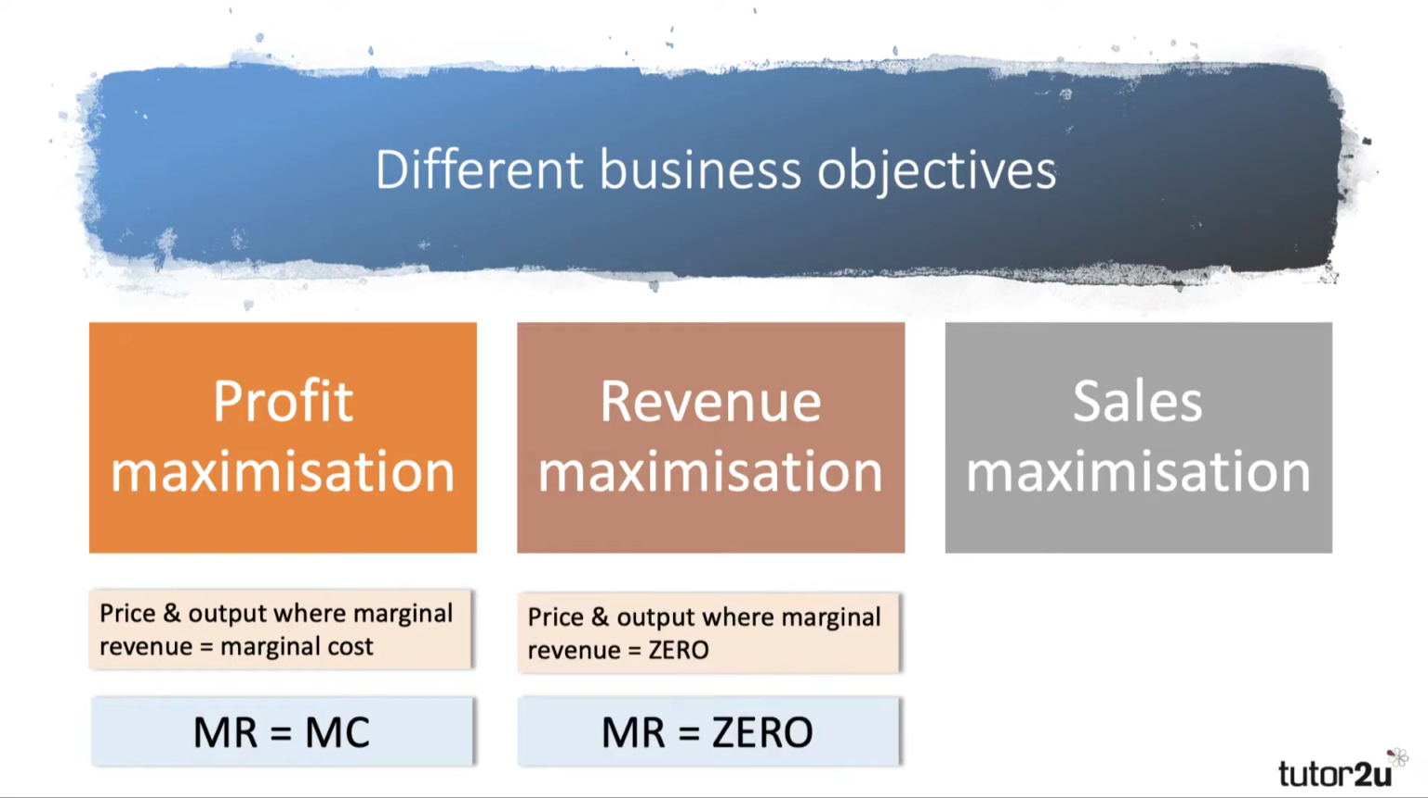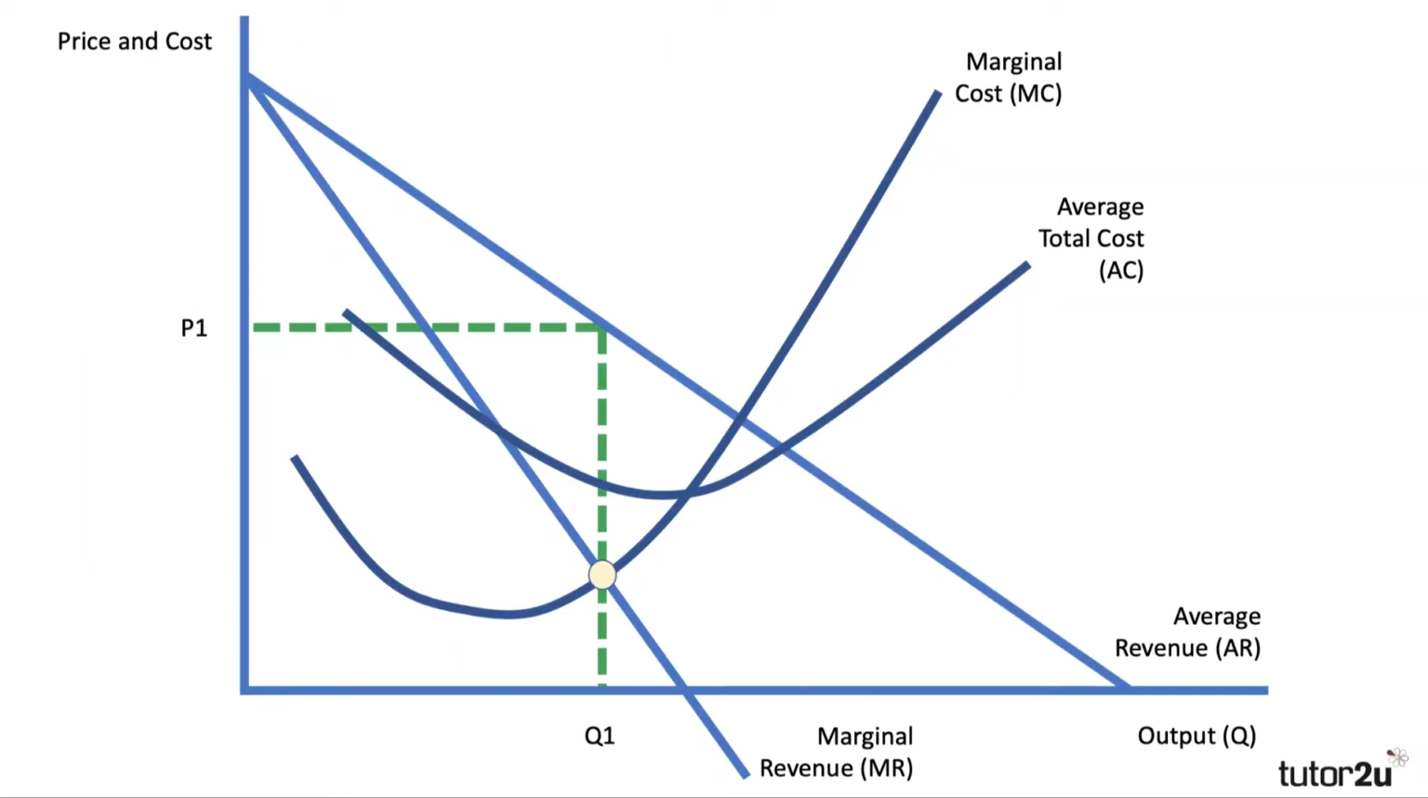A firm maximizes their total revenue when the marginal revenue of an extra sale is zero. MR is zero. So let's go back to our marginal revenue curve. Output Q1 was profit maximization. Can you spot where marginal revenue is zero? It's the intersect between MR and the x-axis. There it is, output Q2. Draw up to the demand curve. That's the price P2. So if you're revenue maximizing, typically you tend to charge a lower price than if you're profit maximizing.